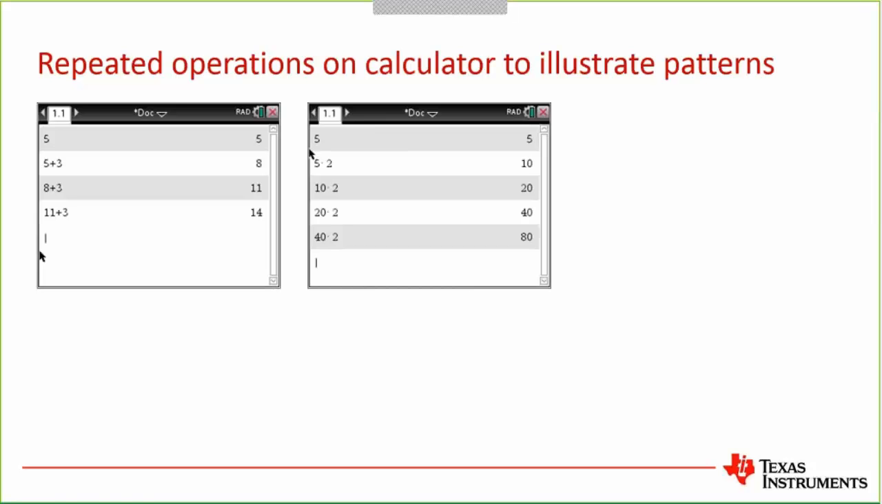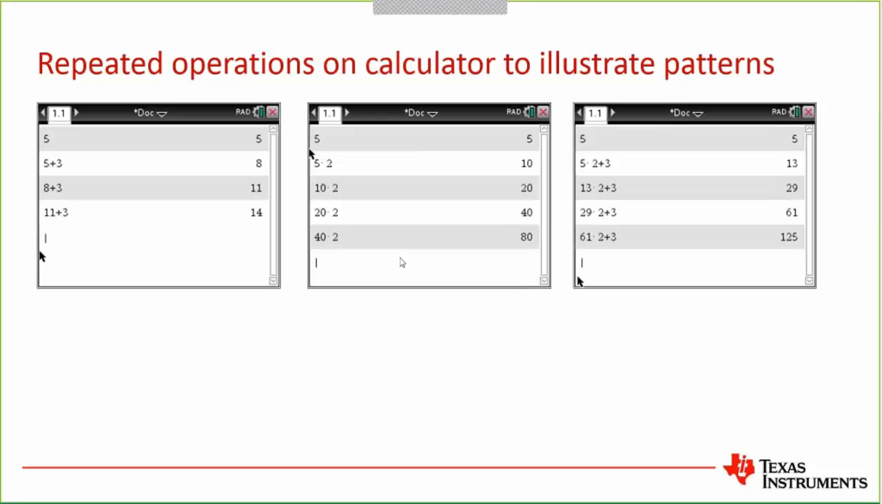And there are a couple of ways we can do that here. Repeated operations on the calculator to illustrate patterns. Sanjeev has already demonstrated that. For example, I could input the value 5 and put plus 3. Every time I press enter, it comes up with the answer plus 3. That's what we previously called an arithmetic progression. This one here, what we previously called a geometric progression, the previous answer is being multiplied by 2.